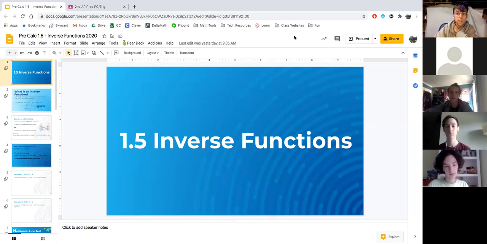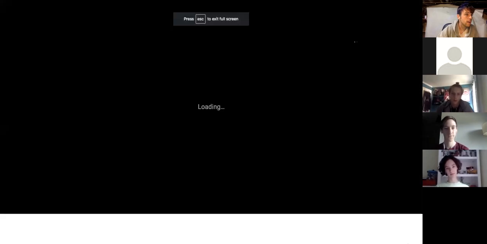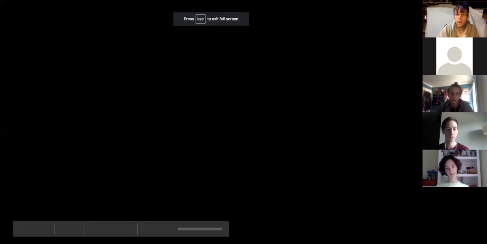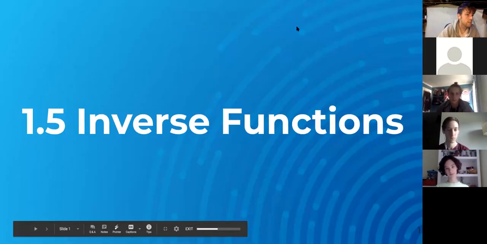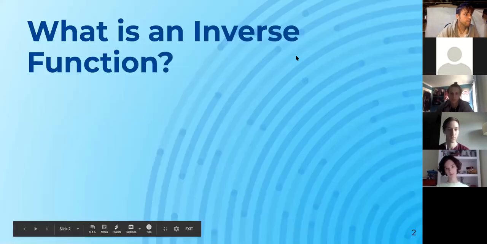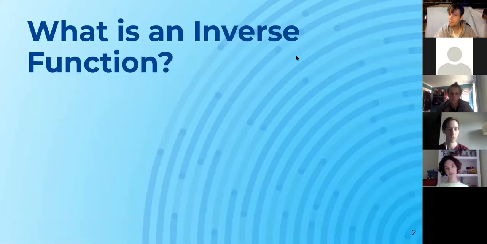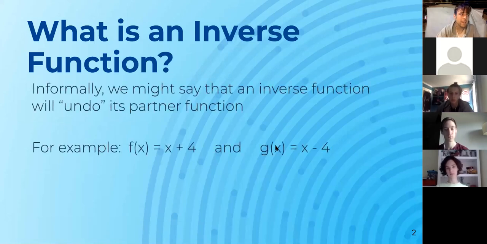That's our next section, that's what we're starting right now: inverse functions. So first off, what is an inverse function? There are a lot of different things that we can talk about when we say inverse functions. I'm just going to keep it really simple right this second. Basically, informally, we could say an inverse function will undo its partner.